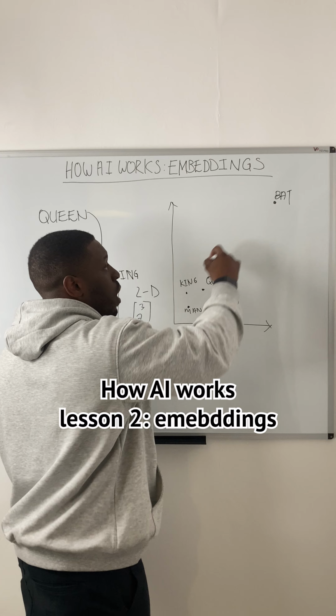So that brings us to the concept of an embedding. An embedding is a unique list of numbers that represents a particular word. So the word queen would have its own embedding. The word king would have its own embedding, so on and so forth. An embedding could be, say, 10,000 numbers long.